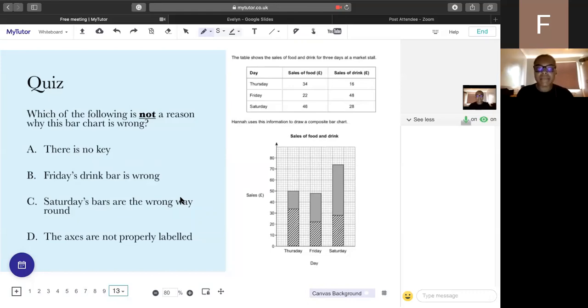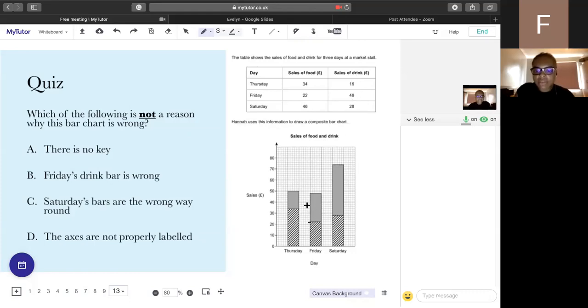B, Friday's drinks bar is wrong. So if we look at Friday's drinks bar, it says sales of food is 22. So it goes up to 21. It goes up to 22 here. That's fine. But sales for drinks is 48.